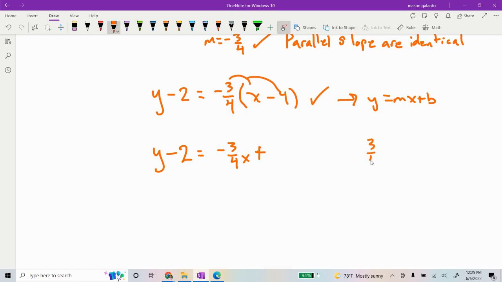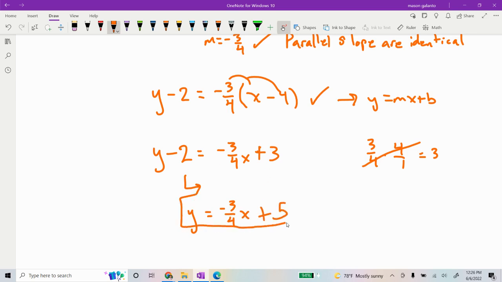Note here that we have 3/4 times 4. The 4s cancel, so we're left with 3. So plus 3. We're getting close. Slope intercept form tells me I want y by itself. So the last thing to do is just move the 2 to the right-hand side. So we get y is equal to negative 3/4 x plus 3 and 2 is 5. And there we go. That is slope intercept form.